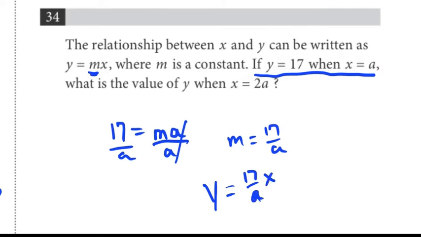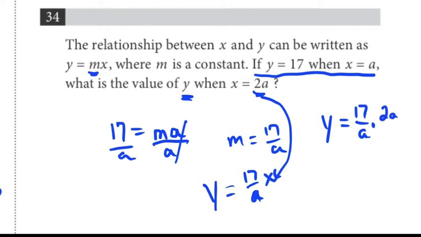And what is the value of y when x equals 2a? So I'm just going to plug in for x 2a. So y equals 17 over a, just copy this, times 2a. We're going to put that on the top because in the front is the same as the top. That's over 1. So now the a's will cancel. And we're just going to get 17 times 2. Y equals 34. That's our answer.